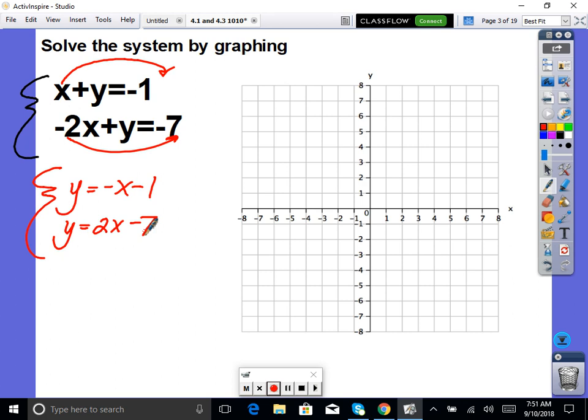So let's graph this. Just watch. Negative 1 is our y-intercept, and our slope is down 1 over 1. Let's see if I can get that going here.